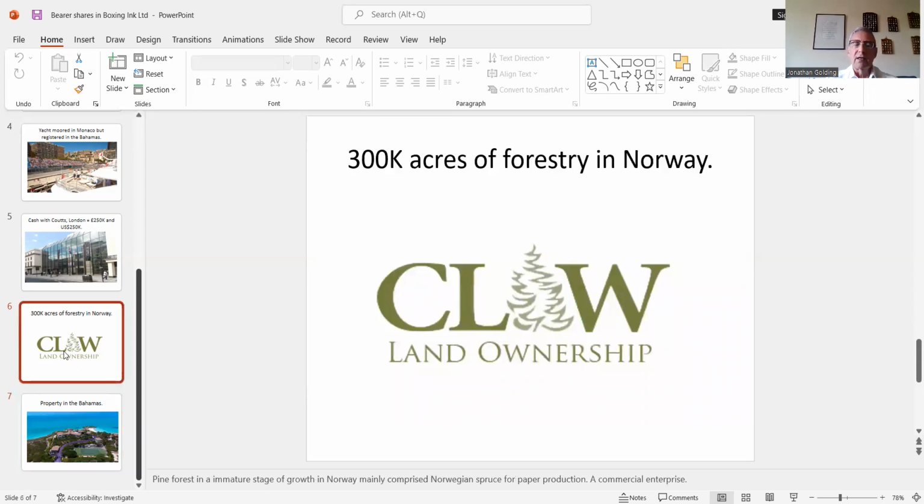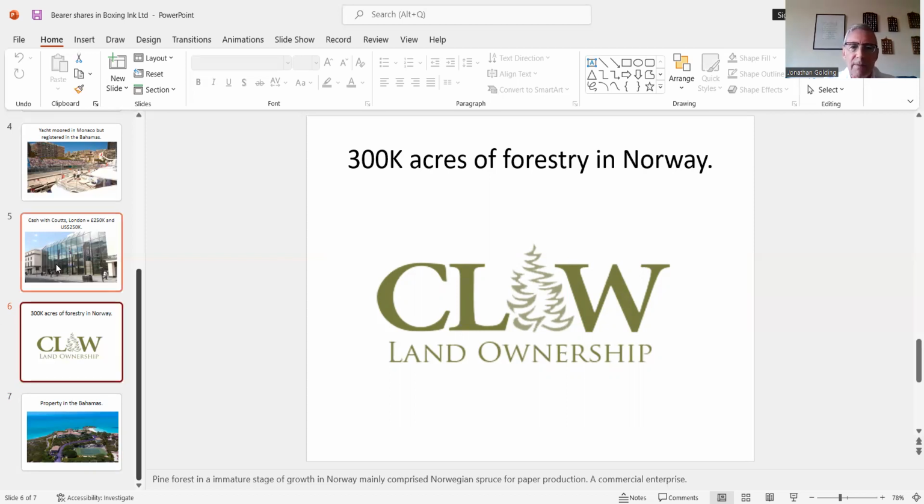The forestry in Norway is exempt because under the rules in the UK, any business anywhere in the world is exempt from inheritance tax under something called the business property rules. So his forestry enterprise in Norway is exempt. And Norway got rid of its inheritance tax many years ago, so they don't have inheritance tax either.